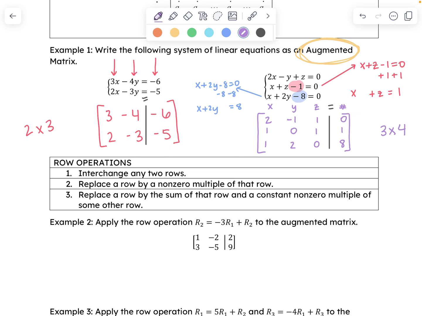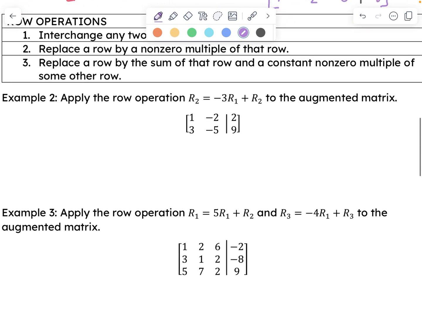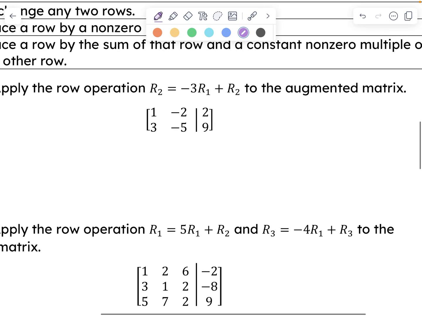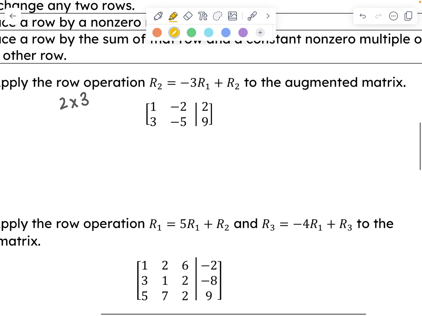Okay, so looking at example 2, I'm going to zoom in a little bit. We've got a matrix. It has 2 rows and 3 columns. So we would say that this is a 2 by 3 matrix, 2 rows, 3 columns. And we have the very specific row operation that we are going to do: R2 is equal to negative 3 R1 plus R2. So that's the row operation that we're going to do.